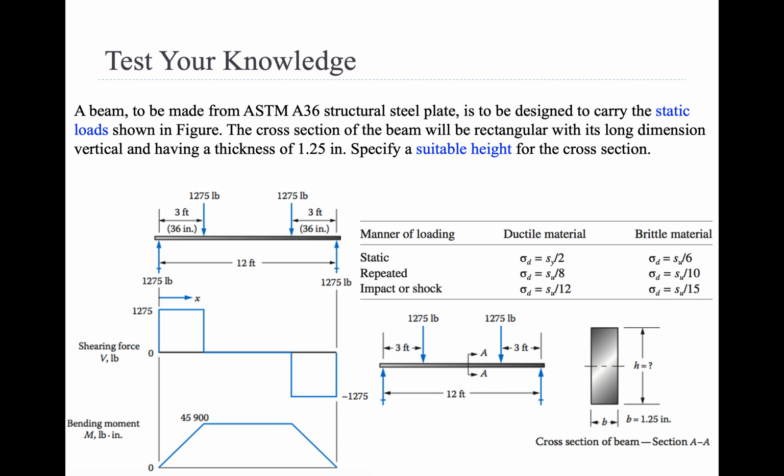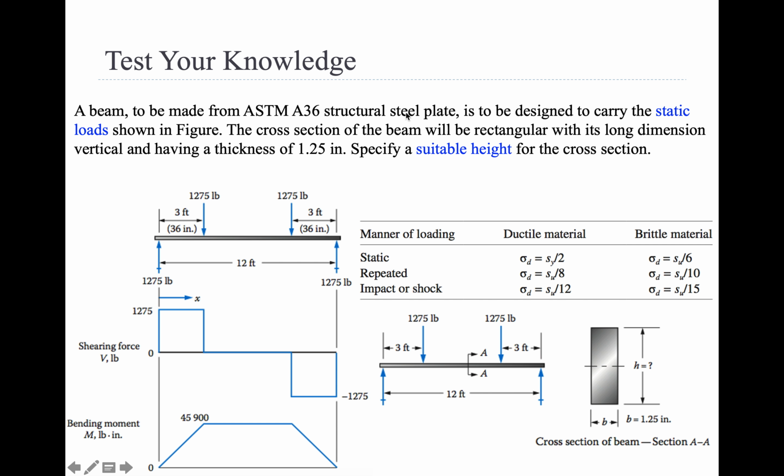Okay, so I know this problem has a whole bunch of stuff on it, but let's just walk through it quickly. So there's a beam. Here's the beam, here's the photo of the beam. Don't worry about the other stuff. It's made from ASTM A36. If you don't know what this acronym is, just know that it's a designation for what type of steel it is. It's a structural steel plate.